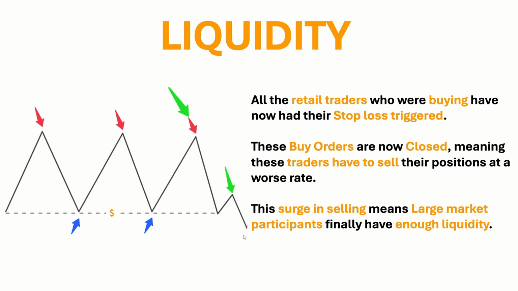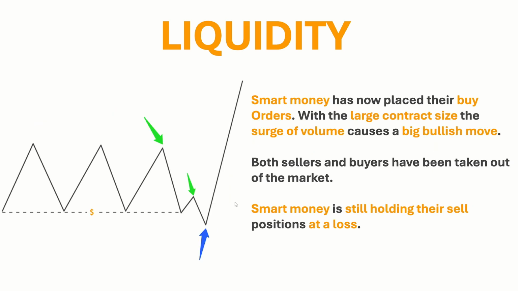They want to place their trades properly and make a profit. With all this sell side liquidity and these buyers out of the market, smart money can finally place their buy order. Now, this buy order is way bigger than these sell positions, as these sell positions' main goal was to fund this buy order right here.